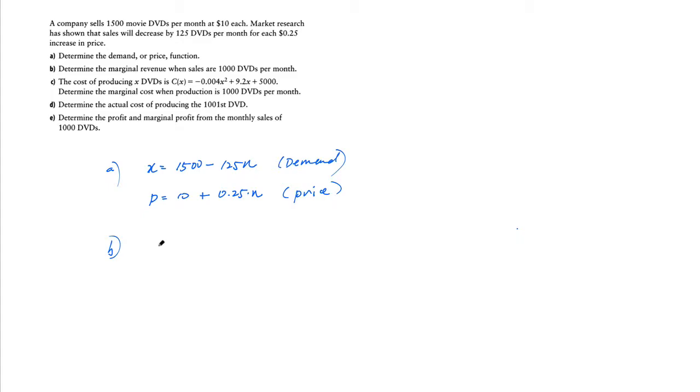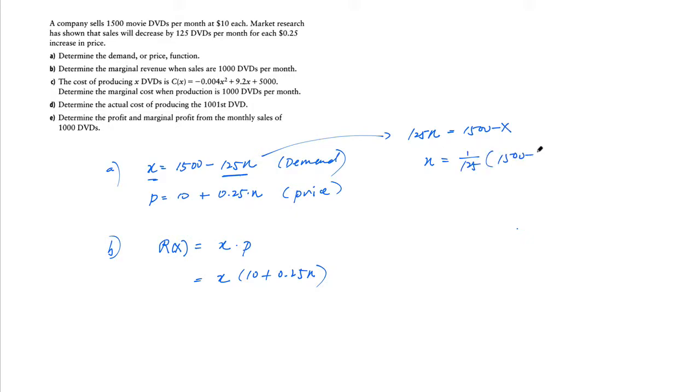Now, what is the marginal revenue? Revenue as a function of x is how many you sell times the price. So it's x times this. But we want this as a function of x, not n. So we have to take that expression and isolate for n. I'm going to switch the location of this and this, so you get 125n is equal to 1,500 minus x. So n is equal to 1 over 125 times 1,500 minus x.